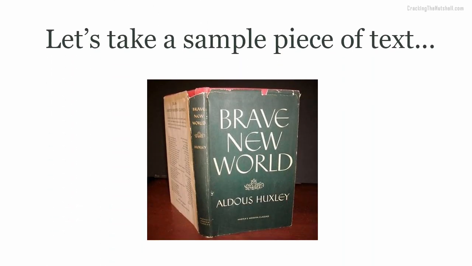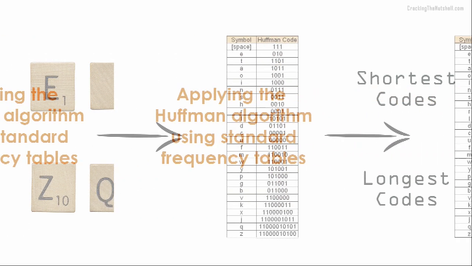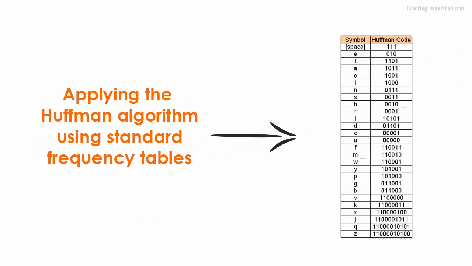Let's take a piece of text written in English, which is long enough so that we can approximate our calculations by using standard frequency tables for the letters of the written English language. The most frequent symbols, such as space and the letter E, will be assigned the shortest codes, while the least frequent symbols, such as the letters Q and Z, will be assigned the longest codes. Applying the Huffman algorithm using standard frequency tables, we obtain the Huffman codes given in this table. As you can see, the lengths of the codes vary from 3 to 11 bits, depending on the character.